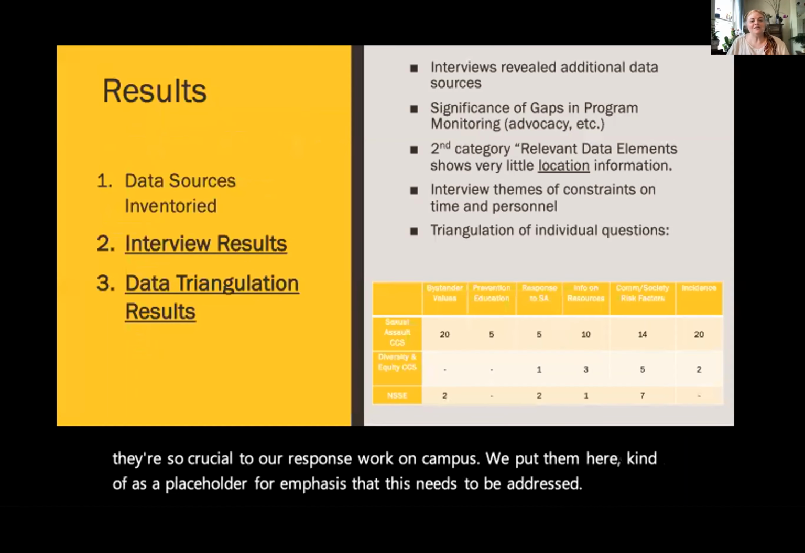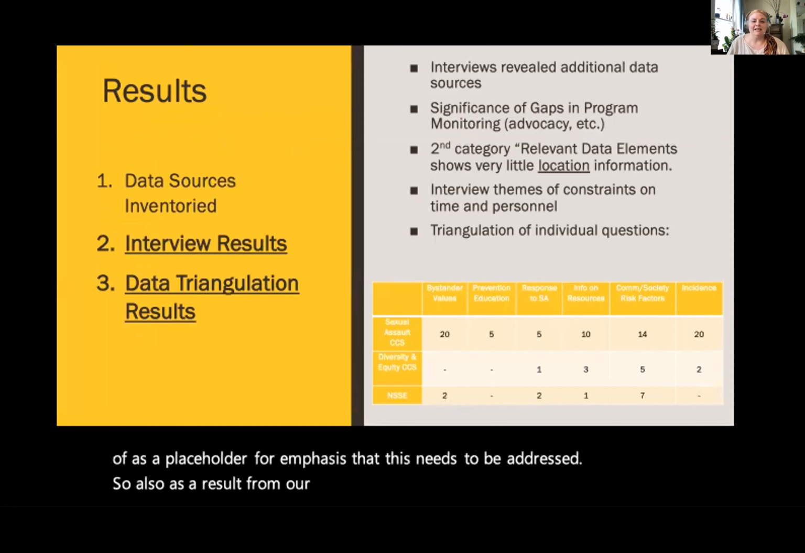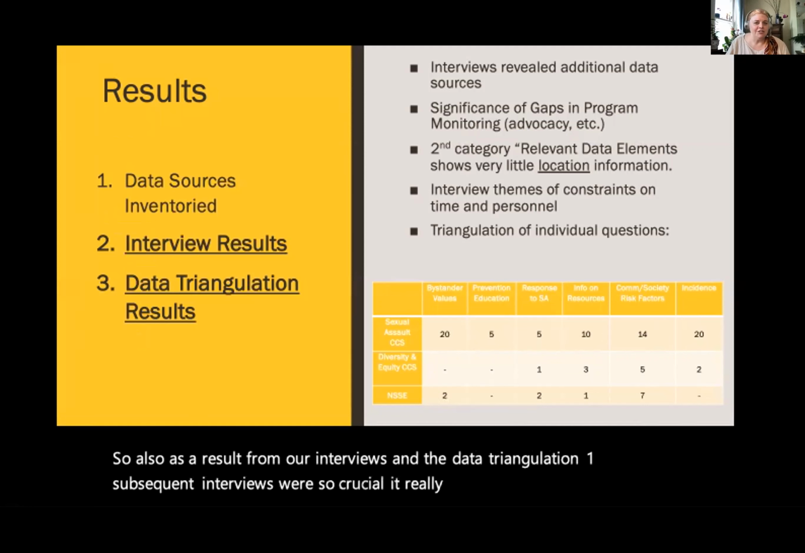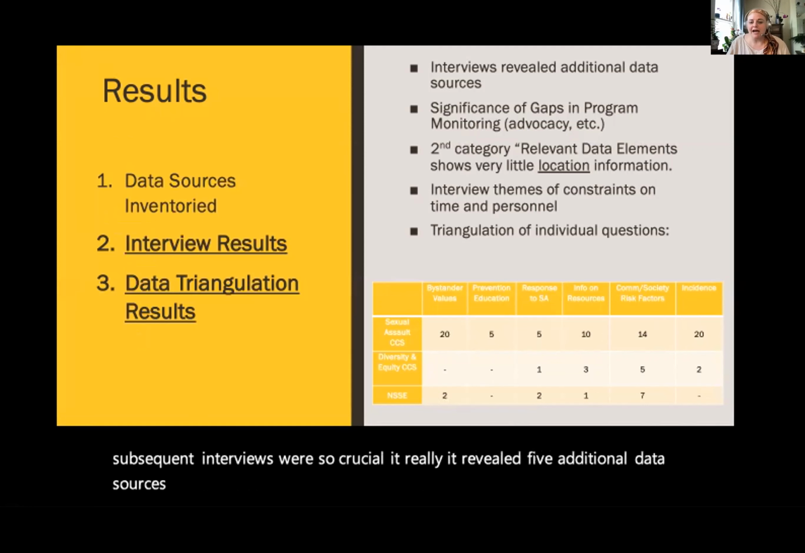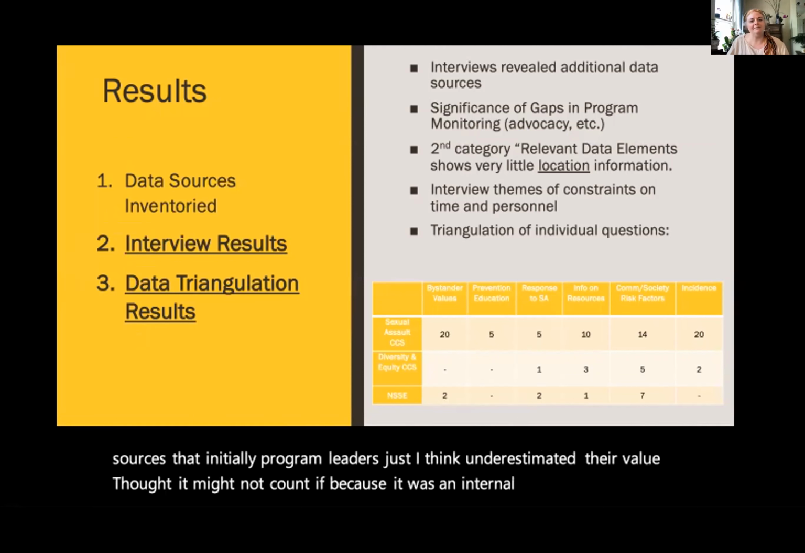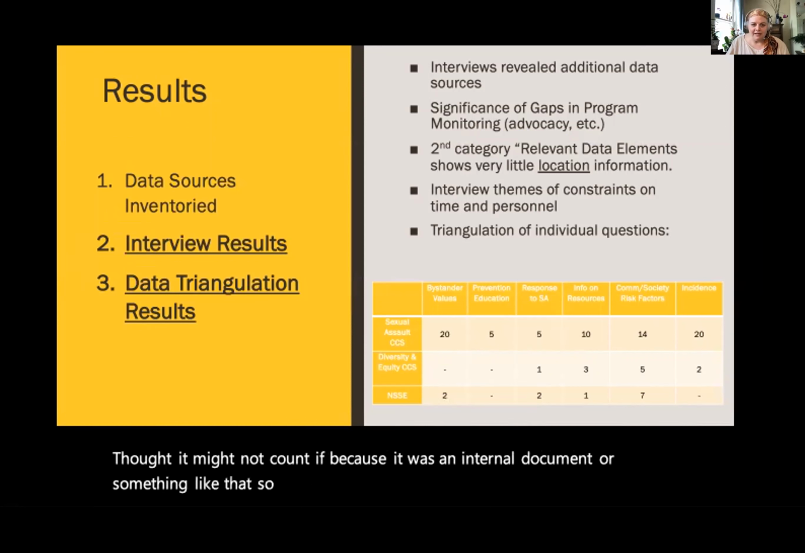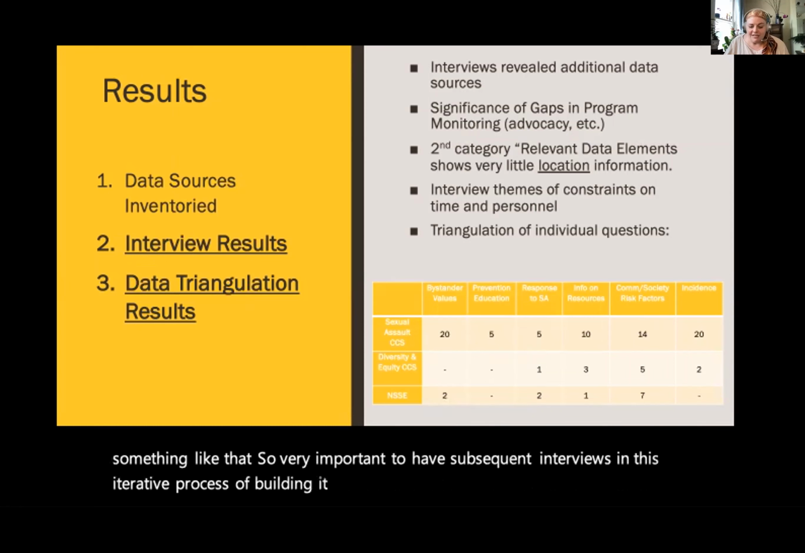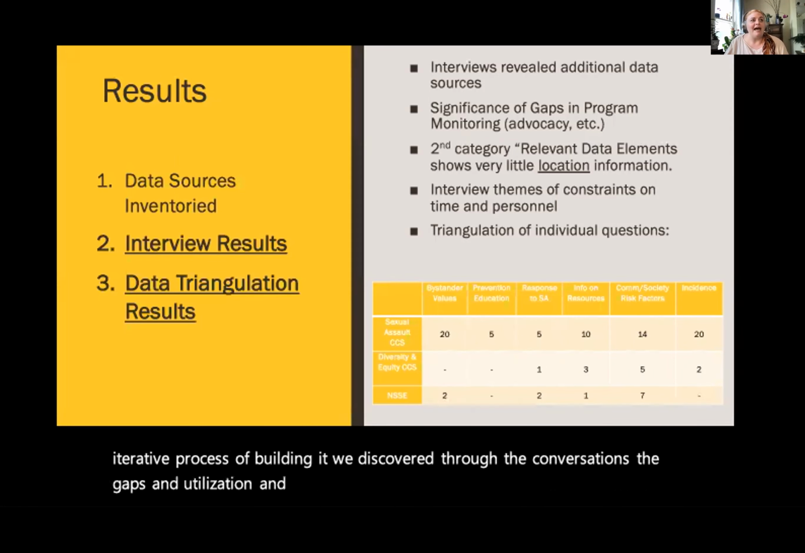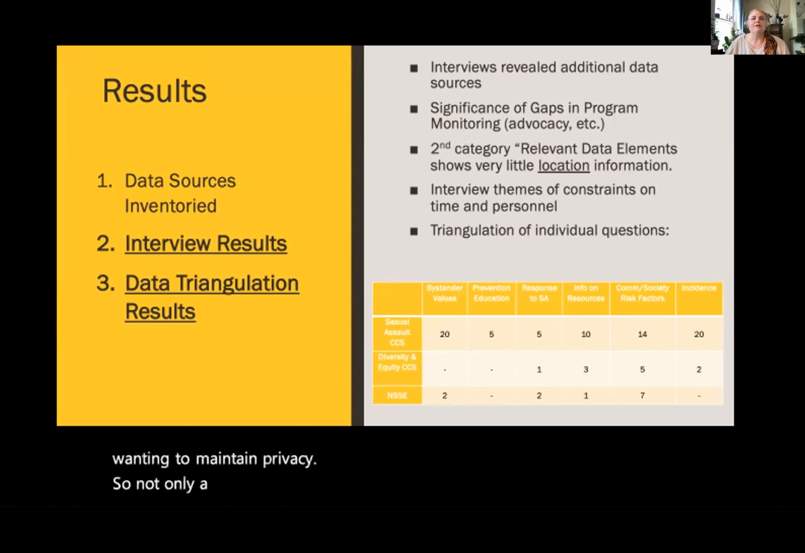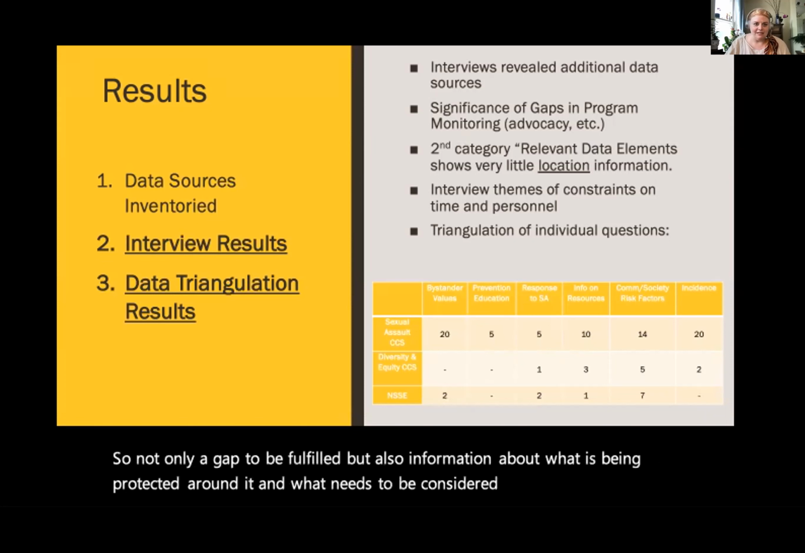So also, as a result from our interviews and the data triangulation, one, subsequent interviews were so crucial. It revealed 5 additional data sources that initially program leaders just, I think, underestimated their value, thought it might not count because it was an internal document or something like that. So very important to have subsequent interviews in this iterative process of building it. We discovered through the conversations the gaps in utilization, and that those were born from advocacy and chaplain wanting to maintain privacy. So not only a gap to be fulfilled, but also information about what is being protected around it and what needs to be considered as we advance that assessment.